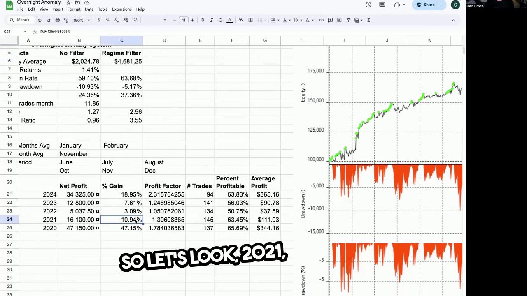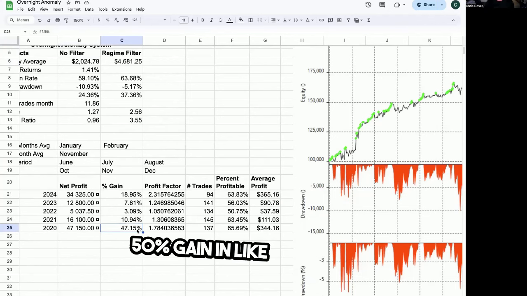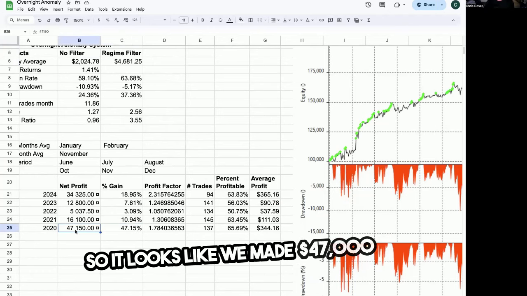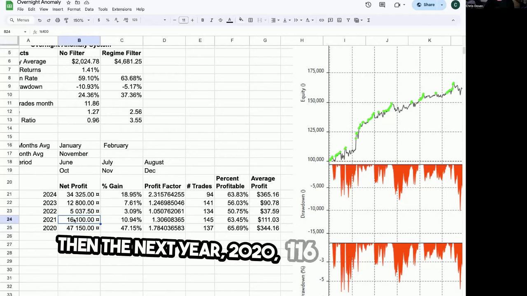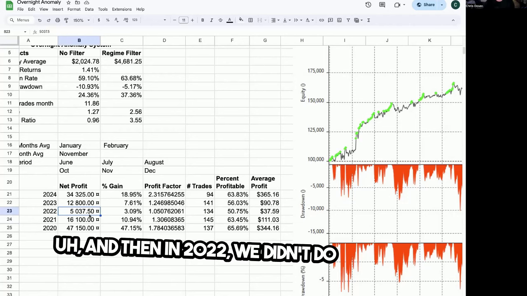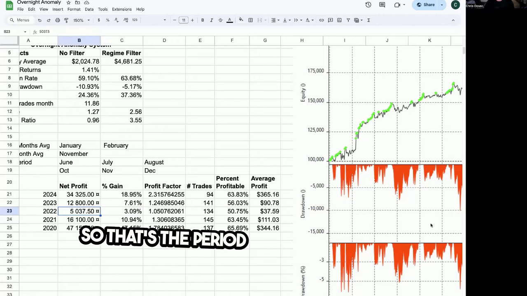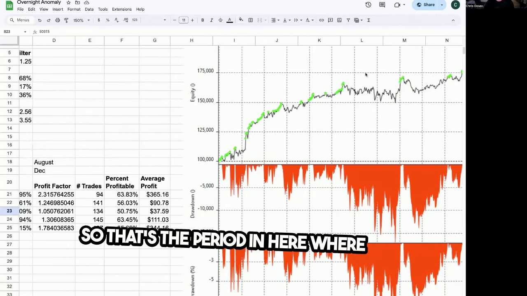So let's look, 2021, we go from a 50% gain, a big return in 2020. It looks like we made $47,000 in 2020. Then the next year, 2021, $16,000, not that good, really, for a bull market. And then in 2022, we didn't do so good either. We made 3% and $5,000. So that's the period in here where it kind of sucked.